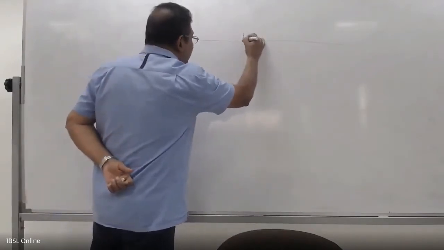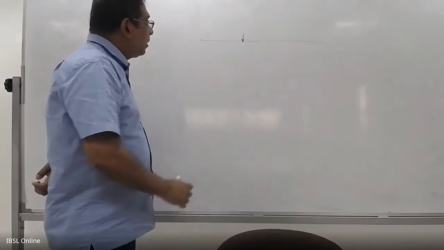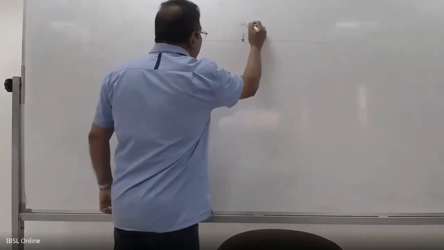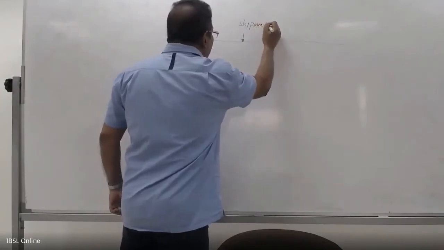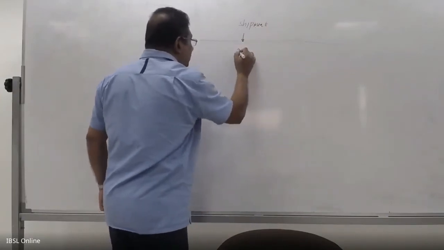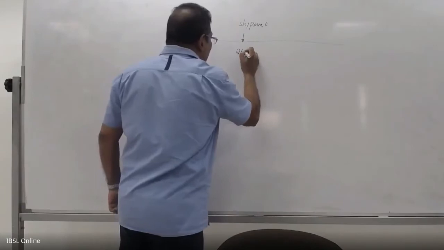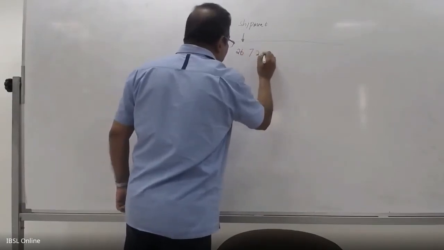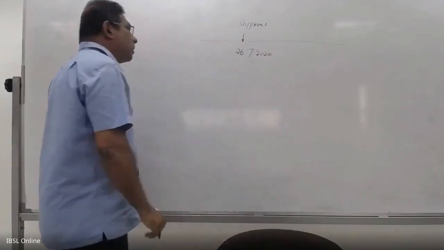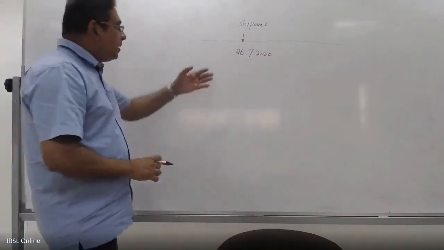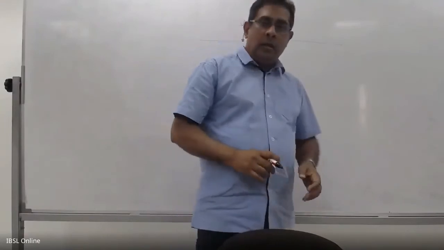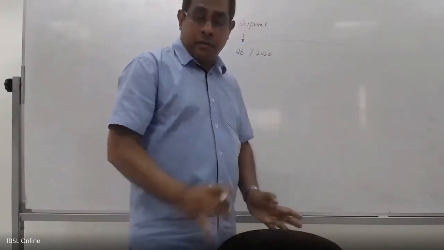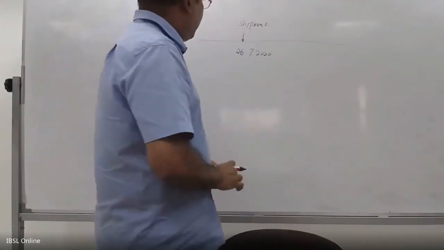Forget about this sum now. Say the shipment is occurring on the 26th of July 2020. The 26th of July 2020, shipment is happening. On what terms? 60 days from the date of shipment. 60 days from the date of shipment.